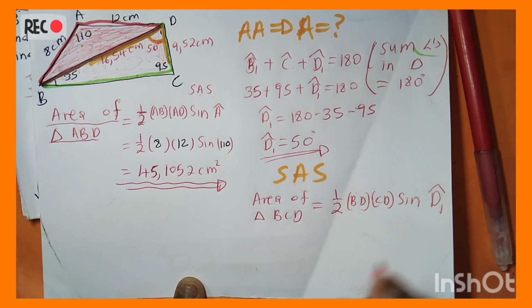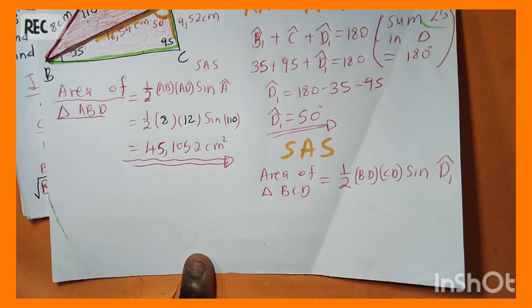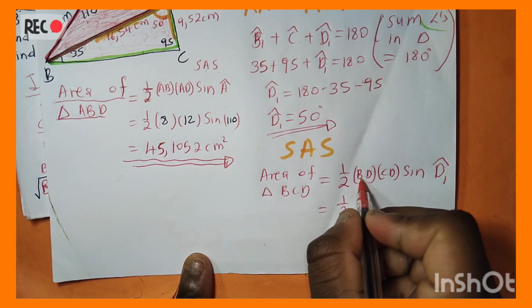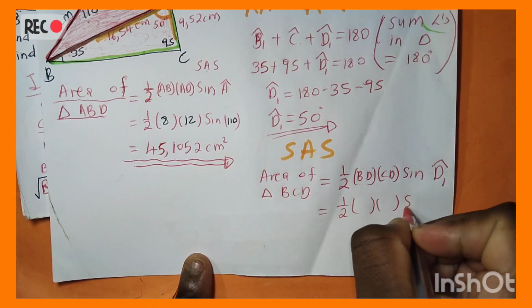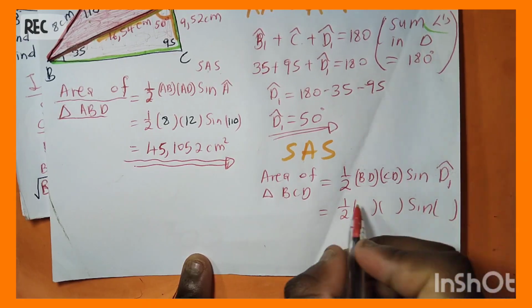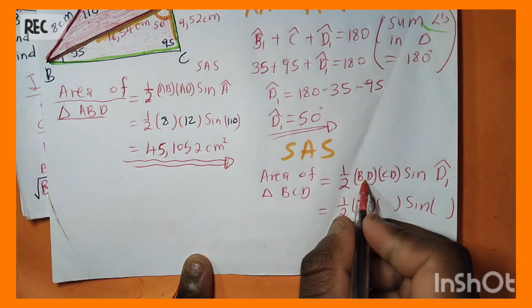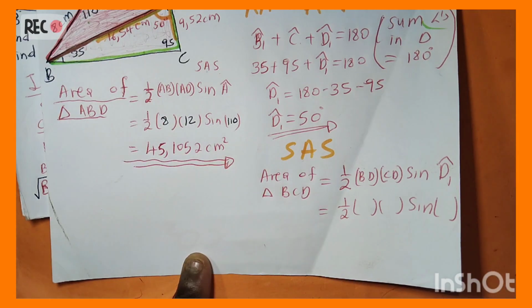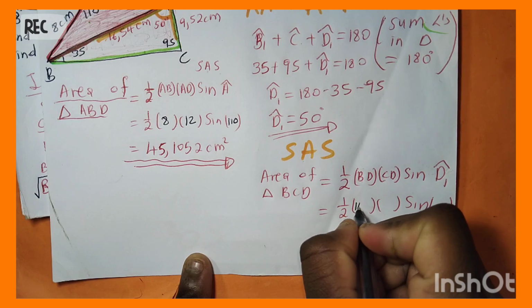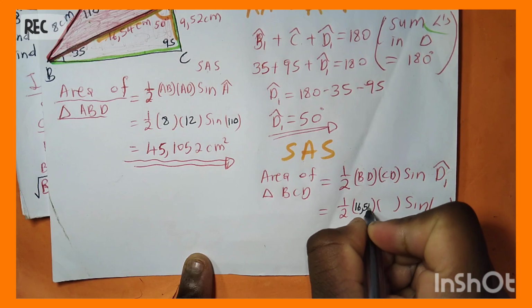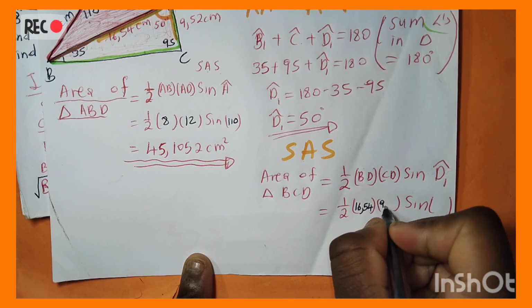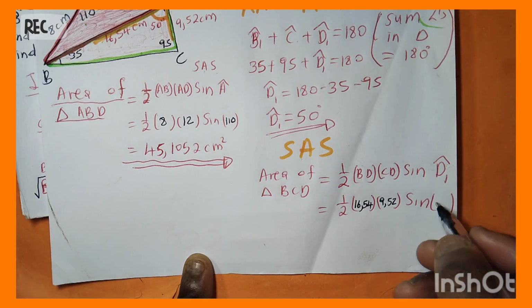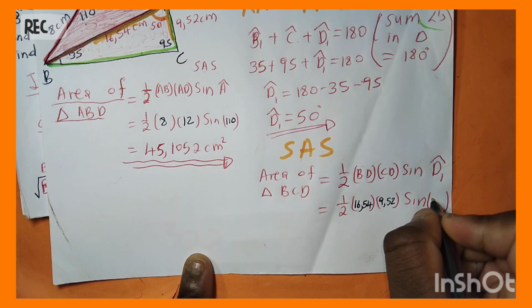Do you see? And now what I can do, guys, I can just substitute them. Let me substitute here. Where is BD? That thing there, it's BD. That thing there, it's 16.54, but here that's 9.52 there. But now for this one there, it's just 50. Here it will just be 50.